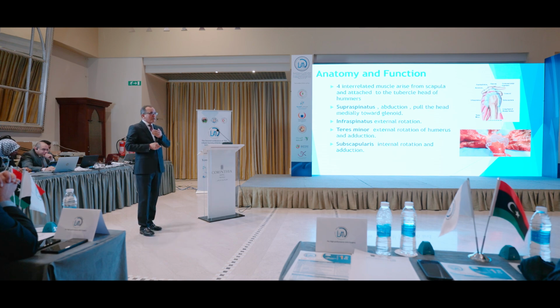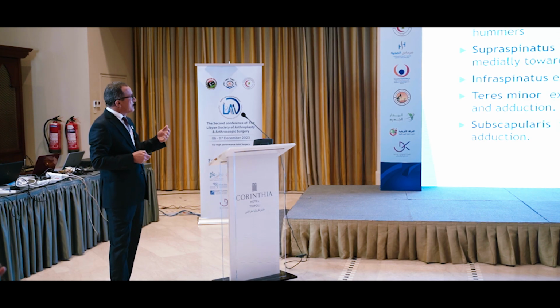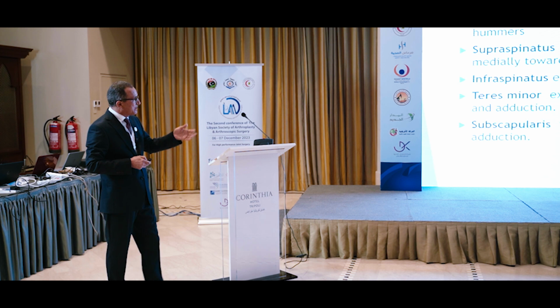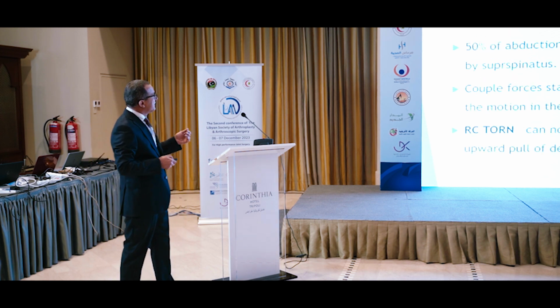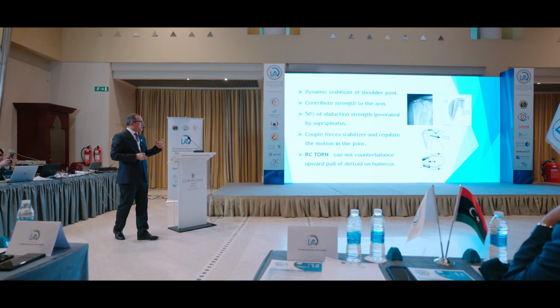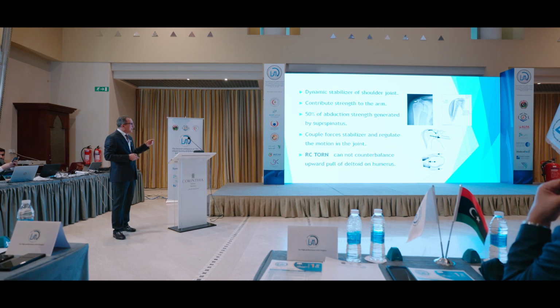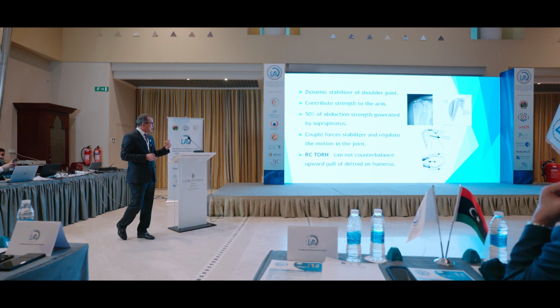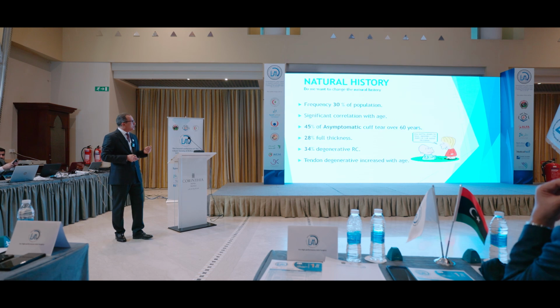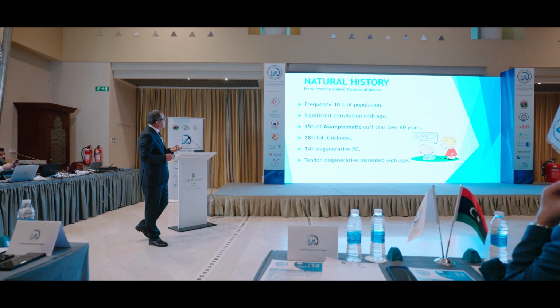We go back to the anatomy of the interrelated muscles: supraspinatus, infraspinatus, teres minor, and subscapularis, you know it all. The function is dynamic stabilization and contributing to the strength of the arm, with the supraspinatus providing 50% of abduction. It is a force couple for stabilizing, and if we have a torn rotator cuff, it cannot counterbalance the upward pull of the deltoid on the humerus. So regarding the natural history, do we actually want, as surgeons, to change the natural history?